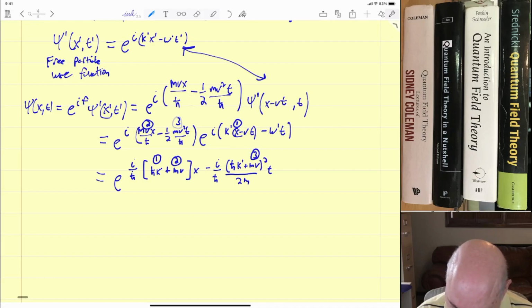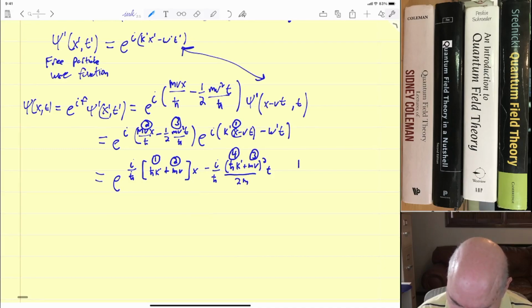Now let's square 4. When I square this one, I get h bar squared k prime squared divided by h bar. So I get h bar k prime squared minus i over 2m.